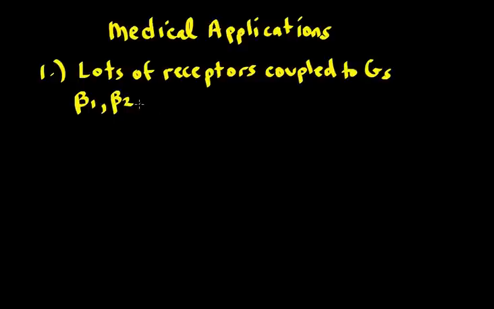Other examples of GS receptors, the V2 receptor, which is the receptor for ADH, antidiuretic hormone, on the collecting duct cells in the kidney. When it activates its receptor there, it increases cyclic AMP, increases PKA, and that helps insert aquaporin water channels to help with water reabsorption in the kidney. Very important physiological function, regulated by cyclic AMP and PKA.